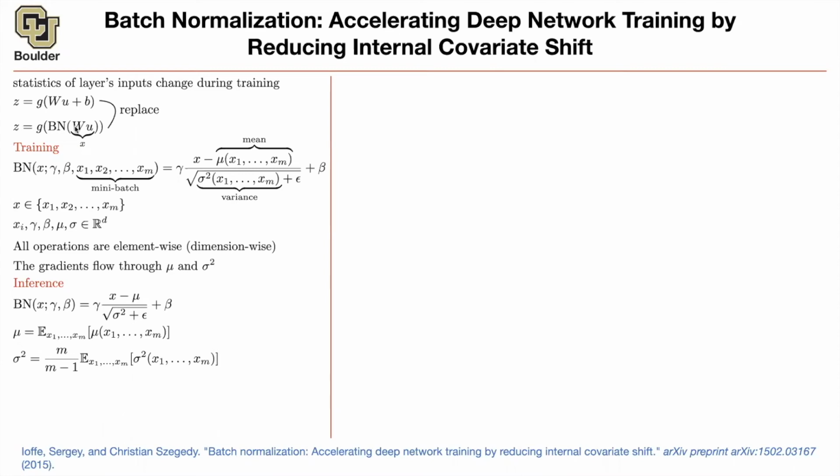Right. I think I'm a little confused about the X's. Are those coming from your image at runtime, or what are those X1 through XM under the inference section?